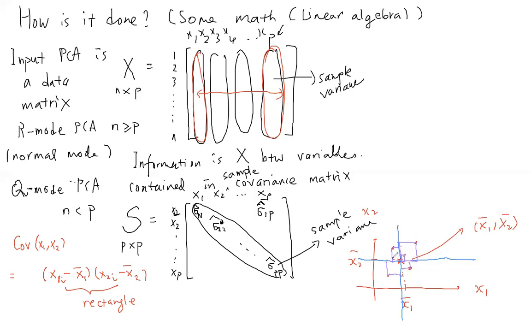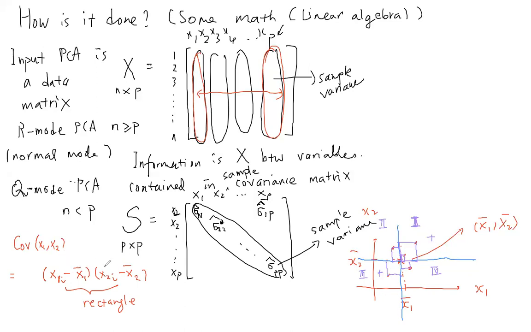The rectangles in the first quadrant, this is quadrant 1, all have positive values, because your x1 values are greater than the mean of x1 and your x2 values are greater than the mean of x2. This is quadrant 1, quadrant 2, quadrant 3 and quadrant 4. Quadrant 3 is also positive, because both of them are negative.